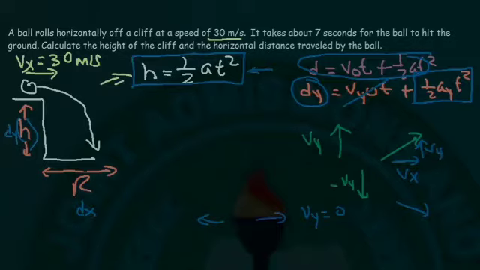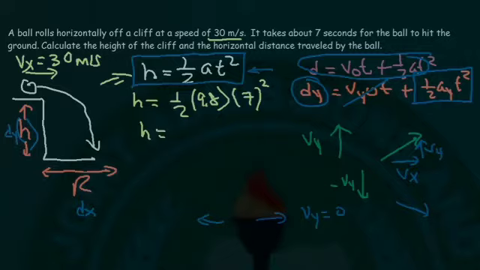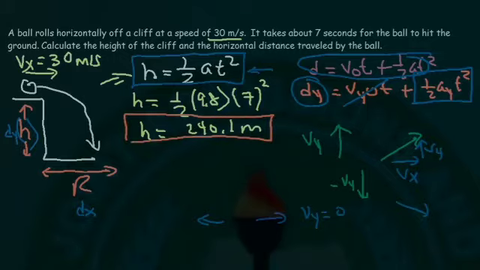So our goal is to find the height of the cliff. And the time it takes for the ball to hit the ground is 7 seconds. So it's just 1/2 times 9.8 times t squared, which is 7 seconds squared. So that's basically 4.9 times 7 seconds squared. So the height of the cliff is 240.1 meters.